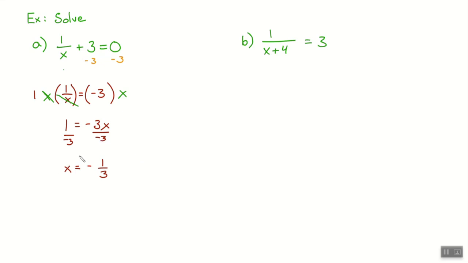Okay, how could we be confident in our answer? If I do 1 over negative 1/3 and I multiply by the reciprocal, it winds up being negative 3 plus 3, which is, I'm good. We checked our answer. If I want to check it, if I do 1 over negative 1/3 plus 3, then I do indeed get 0.